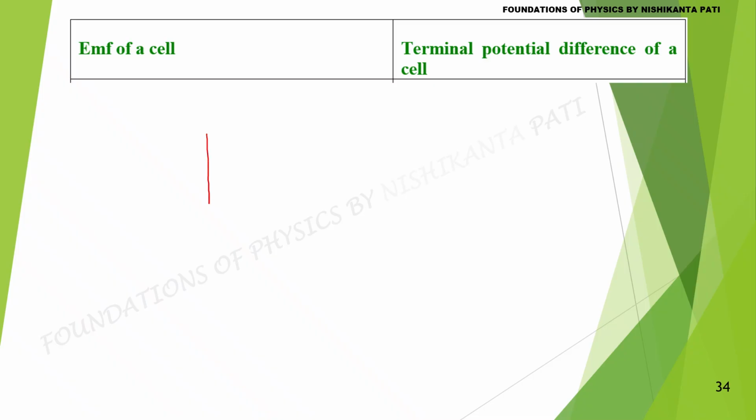Think of a cell or battery. This end marked positive has high potential. This end marked negative is at low potential. A battery or cell or generator or dynamo is commonly called a seat of EMF.